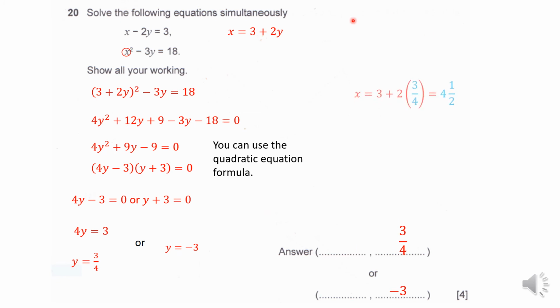Okay, so substitute back into this one. The first one, 3/4, gives you 4.5, so 4.5 comes here. For the last one, you have -3, which gives you nothing but -3.